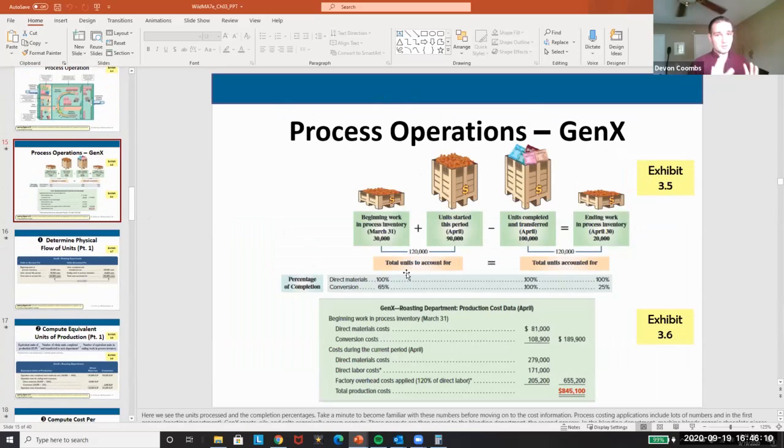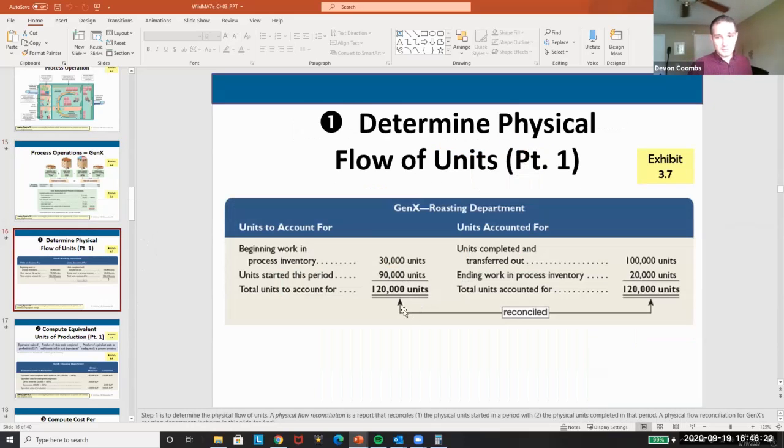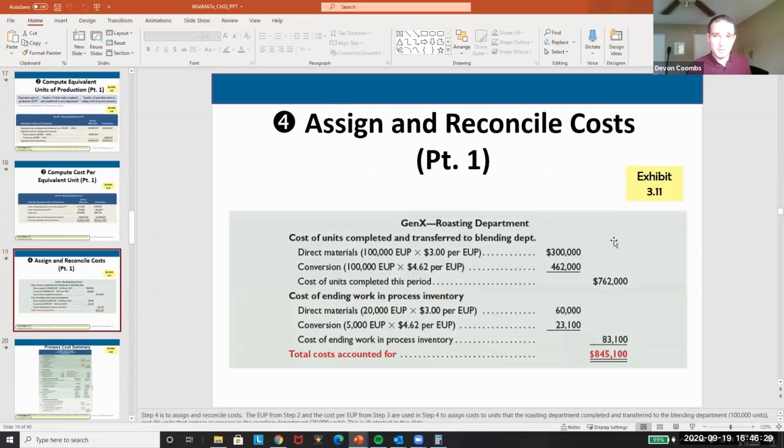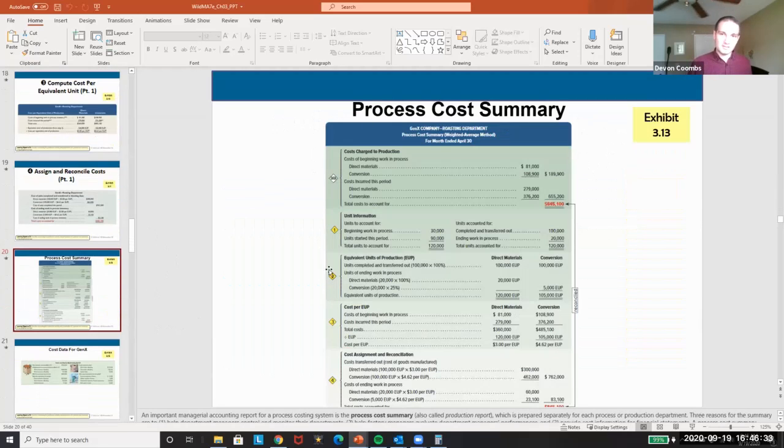Because at the end of the day, just remember the big thought process here is, how do I assign costs to these buckets? Because I just don't know how to apply them. And we're going to use this equivalent unit method. So all we have to do is determine the flow, figure out the equivalent units, compute them, compute the cost per equivalent unit, and then we're going to assign them and reconcile them. And that's what this process cost summary is doing.